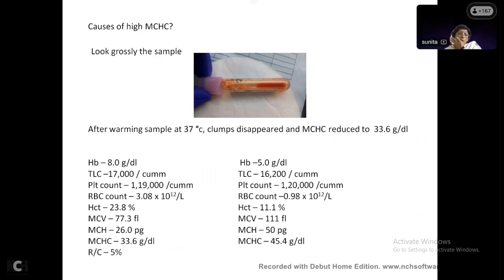So after we warm the sample at 37 degrees centigrade, the clumps disappeared and you can see the change in the parameters. The MCHC from 45 has come down to 33.6 gram per deciliter. So that again gives a diagnosis of cold agglutinin disease.